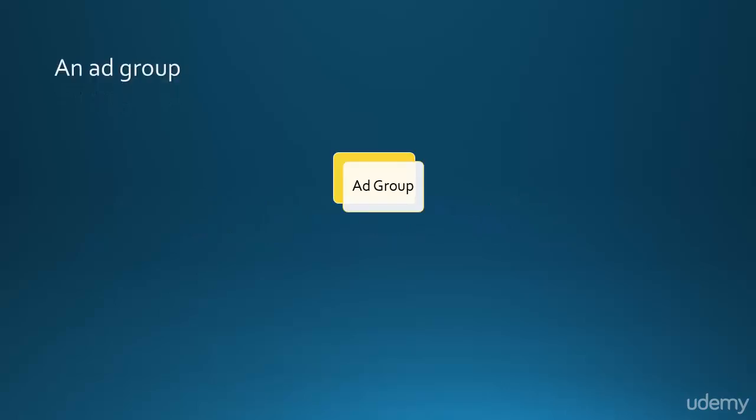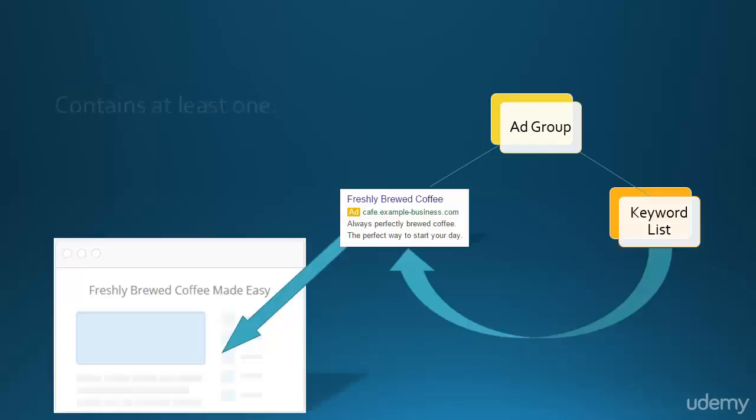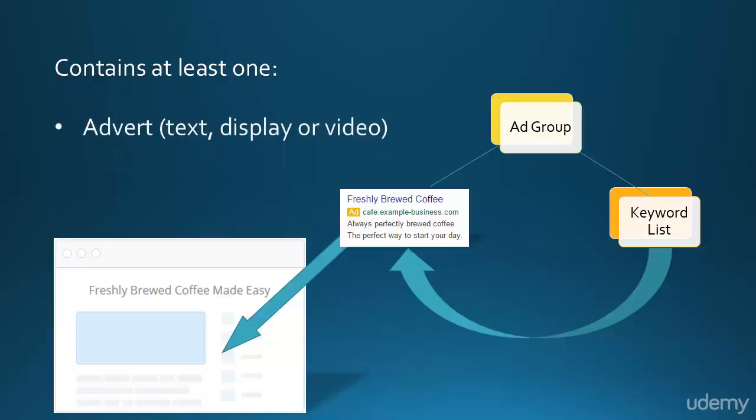Let's have a look at what an ad group is in more detail. Ad groups are like little pots that sit within AdWords, and they group together your keywords and adverts. All of the keywords that are in a particular ad group will trigger the adverts that are in that ad group, and no other adverts. You can have multiple adverts within any ad group, but only those adverts will be triggered by the keywords that are in that grouping.